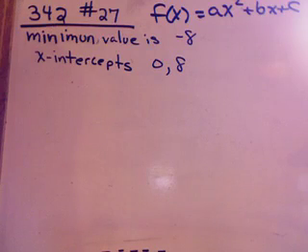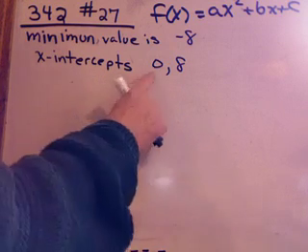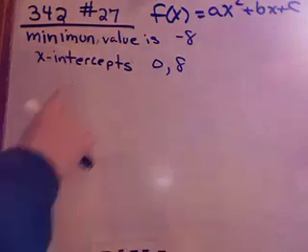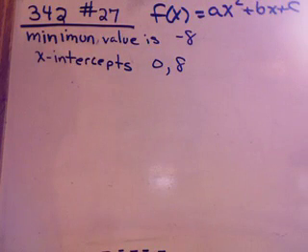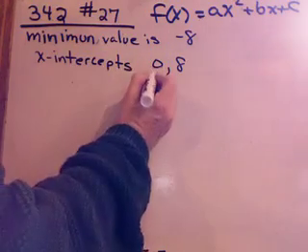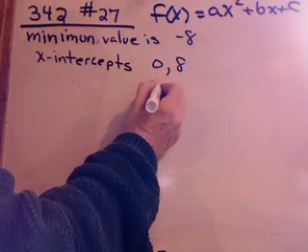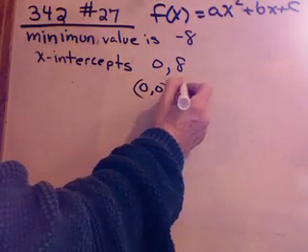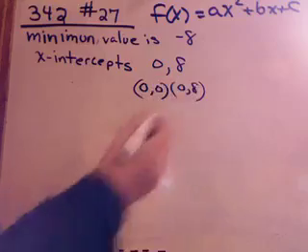I'm doing page 342, number 27, and there's a couple different ways to do this problem. But I'm going to choose using what we know about 0 and 8 being roots. If 0 and 8 are x-intercepts, that means they're also roots of the equation we're talking about. So that means that they could stand for ordered pairs. (0, 0) is one root, and (8, 0) is another root.